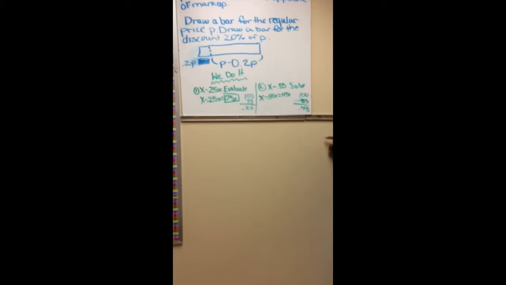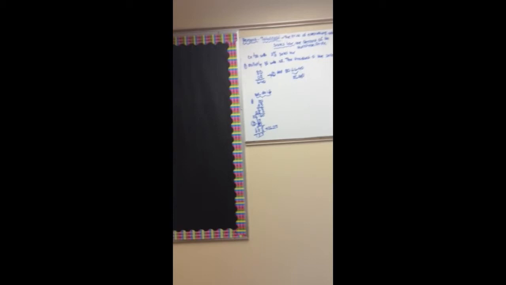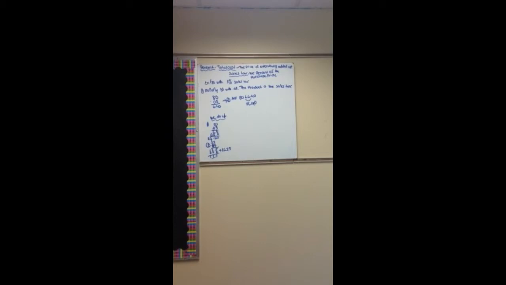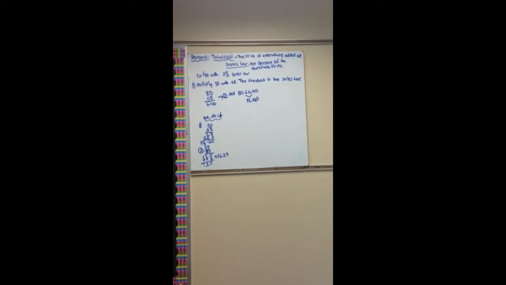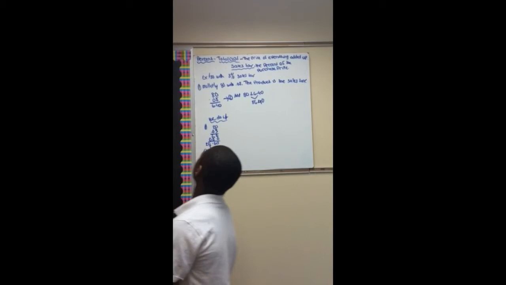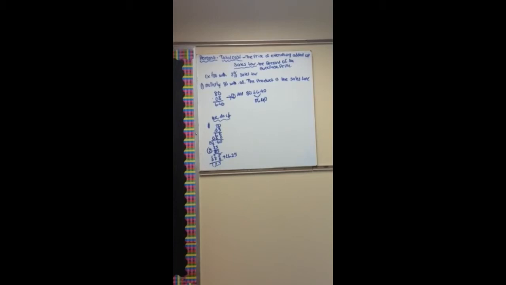Percent total cost. Total cost is the price of everything added up. And this section we'll be talking about sales tax. Sales tax is a percent of the total price. For example, you multiply 80 with 8%. The product is the sales tax. 80 times 8% is 6.40. 80 plus 6.40 is 86.40.